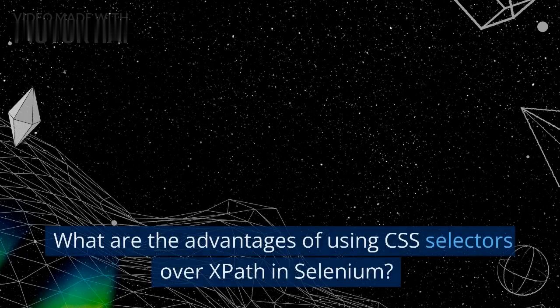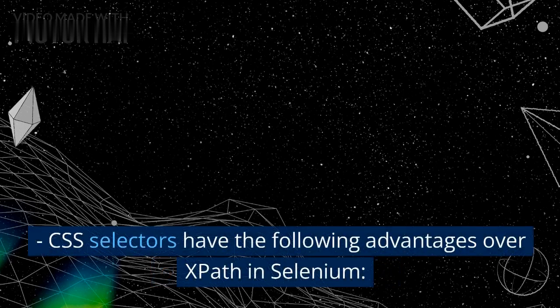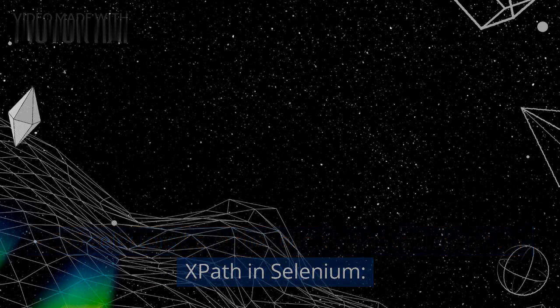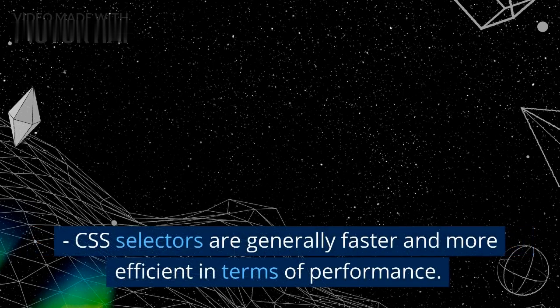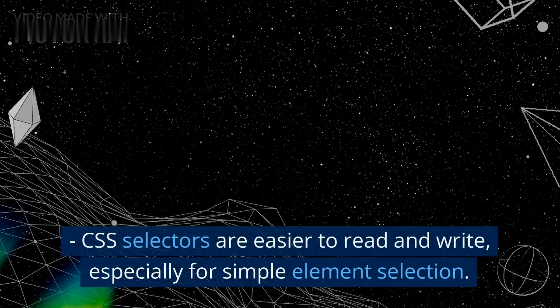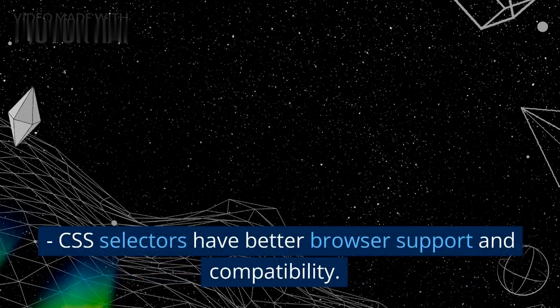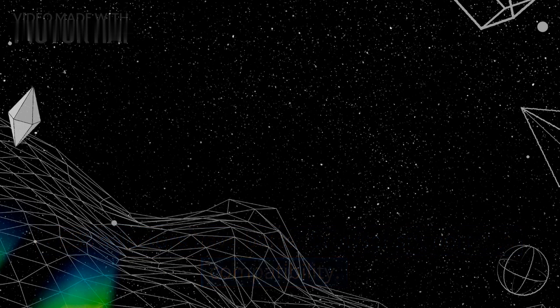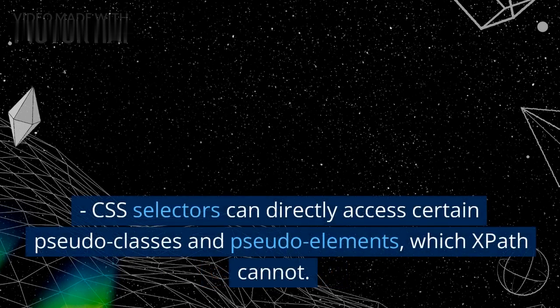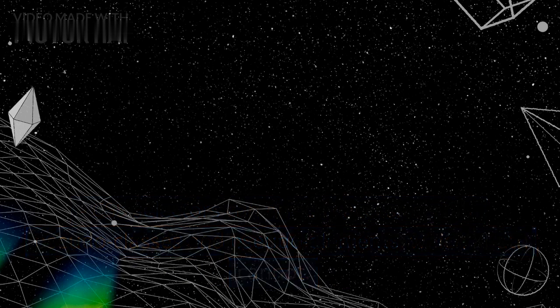46. What are the advantages of using CSS selectors over XPath in Selenium? CSS selectors have the following advantages over XPath in Selenium. CSS selectors are generally faster and more efficient in terms of performance. CSS selectors are easier to read and write, especially for simple element selection. CSS selectors have better browser support and compatibility. CSS selectors can directly access certain pseudo-classes and pseudo-elements, which XPath cannot.